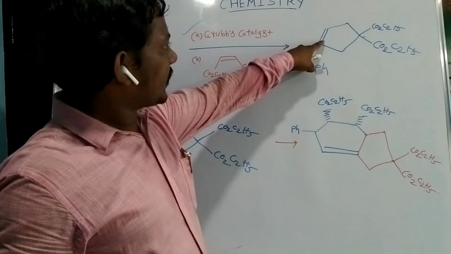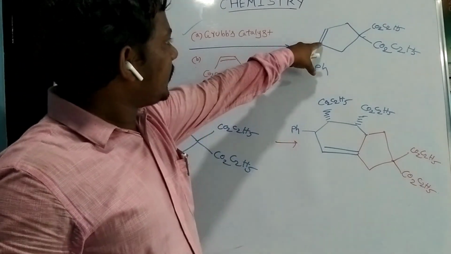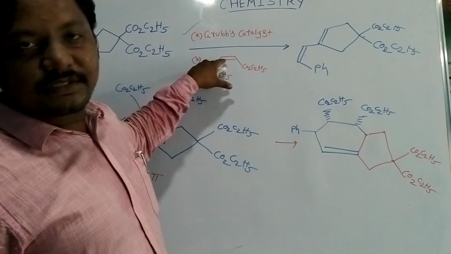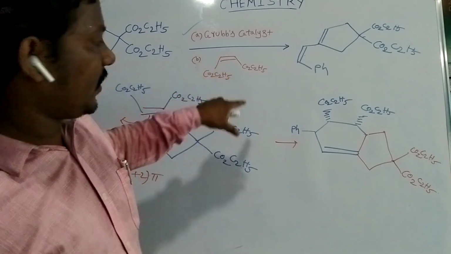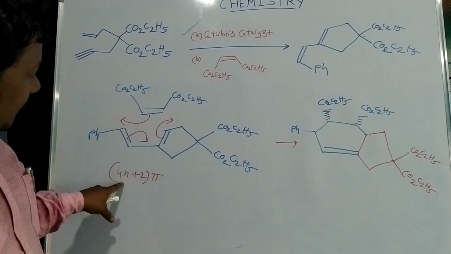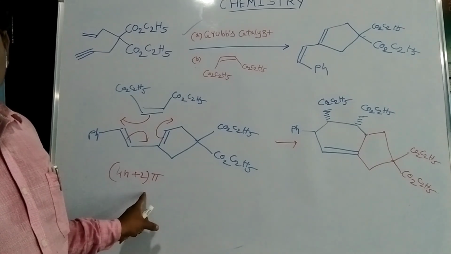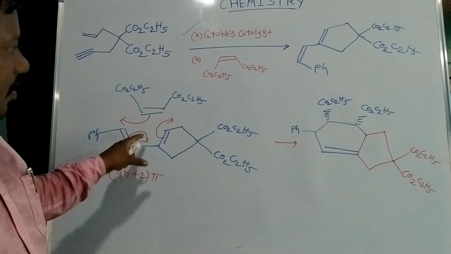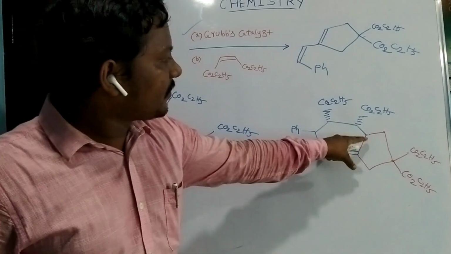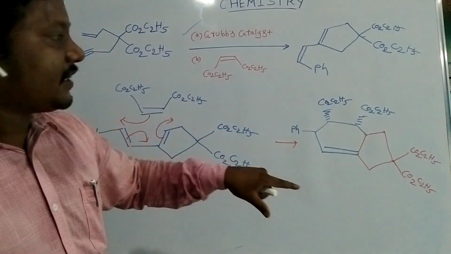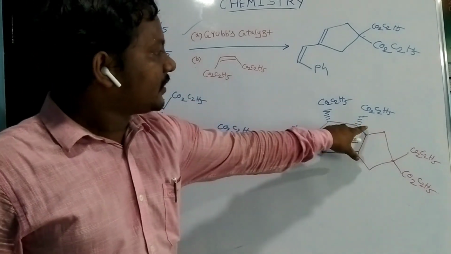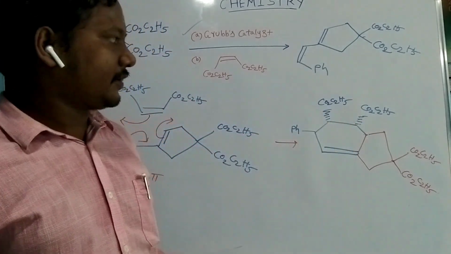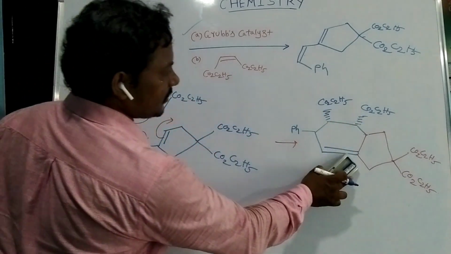This is like a 1,3-butadiene. Then treating with a dienophile. Which dienophile is this? A cis dienophile. It's like a 4π plus 2π addition. It's nothing but the Diels-Alder reaction. In the Diels-Alder reaction, how many ring members are formed? A 6-membered ring. He has given a cis dienophile. That's why you will get a cis product. Okay. This is the final product.